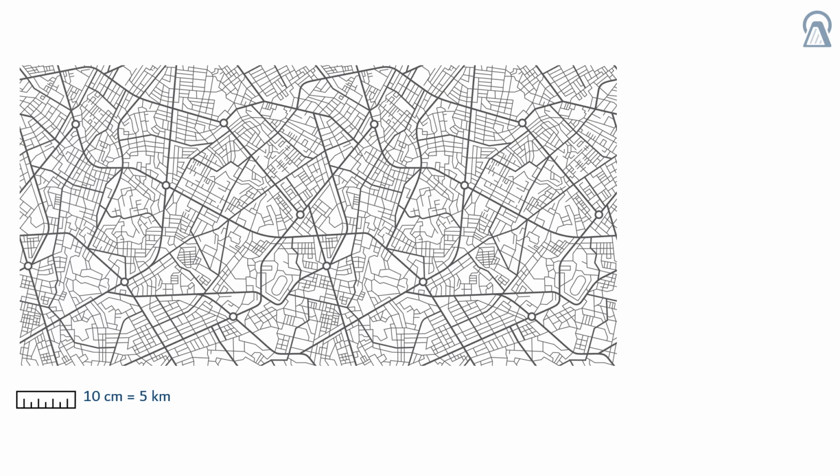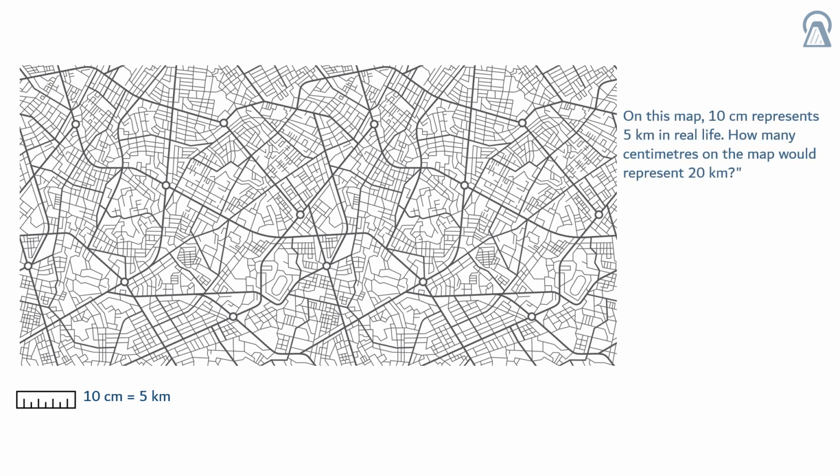Our next example is maps. Maps are everywhere. They're on your phone, they're on signposts near a park, and we need to be able to read them. Now maps will come with some sort of scale. The example on screen tells you that for every 10 centimetres it really represents 5 kilometres.